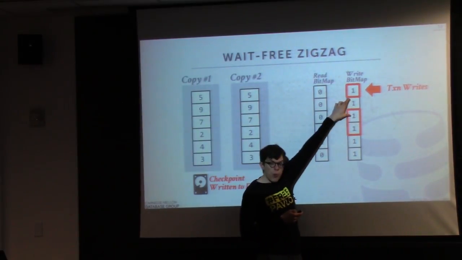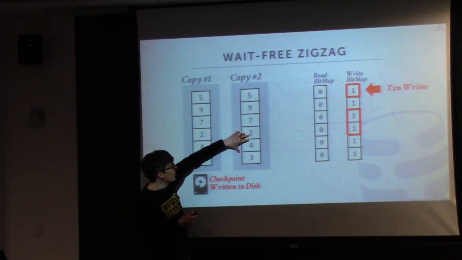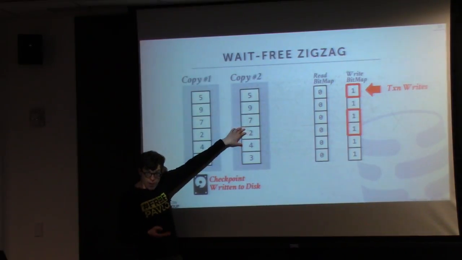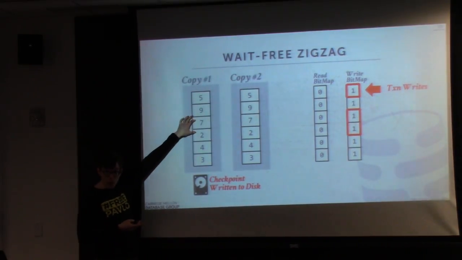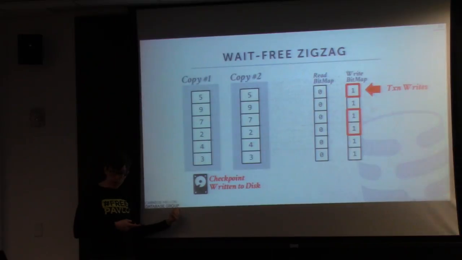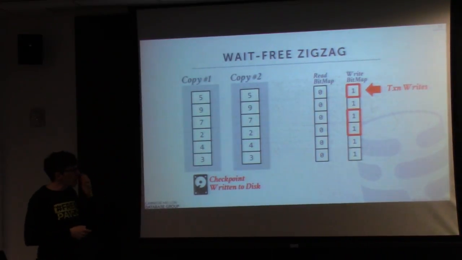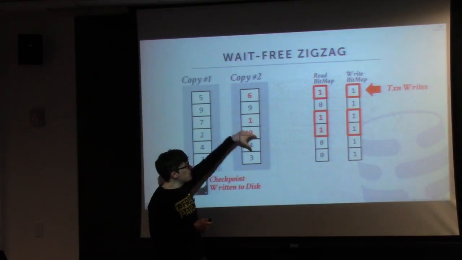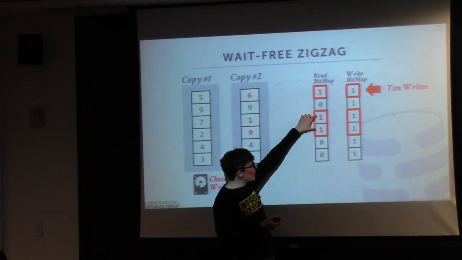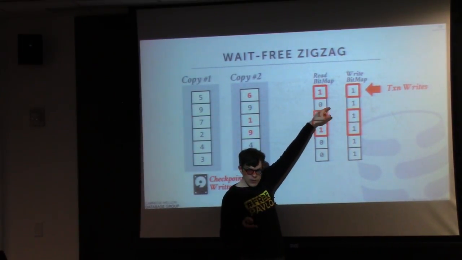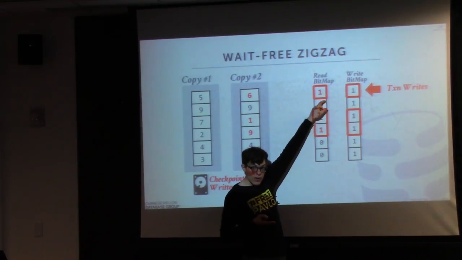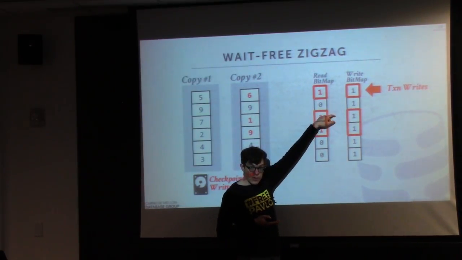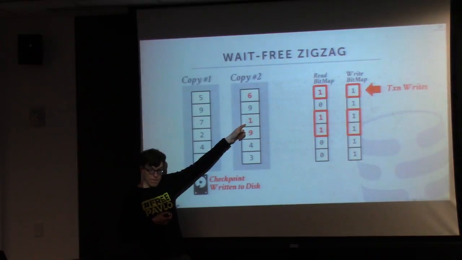So now they're set to one, telling us we should do our updates on copy two, which is what we want because we don't want it to change copy one because the checkpoint thread is still trying to write that out. So what happened is we go ahead and apply our updates to copy two. Then we update the read bitmap to flip their bits to say, if you're now a transaction that needs to read the latest version for the tuple of this offset, go to get it from copy two.